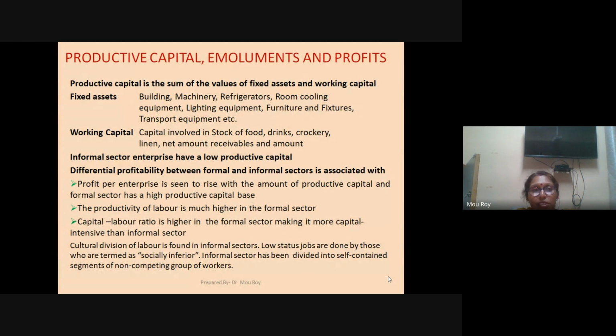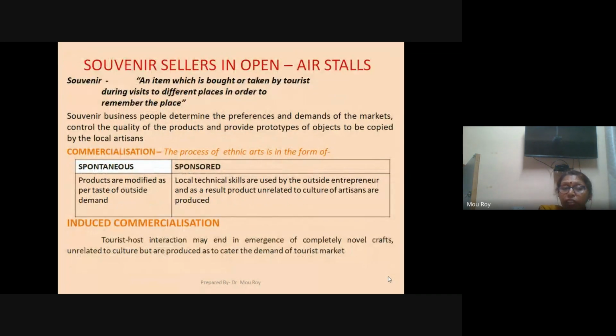Productive capital, emoluments and profits. Productive capital is basically the sum of the values of fixed assets and working capital. Fixed assets include the buildings, machineries and so on. Working capital is the capital involved in stock of foods, drinks, crockery, linen and so on. Informal sector enterprises have a low productive capital. The differential profitability between formal and informal sector is associated with profit per enterprise, which rises with the amount of productive capital, and the formal sector has a high productive capital base. And of course, the productivity of labor is much higher in the formal sector.